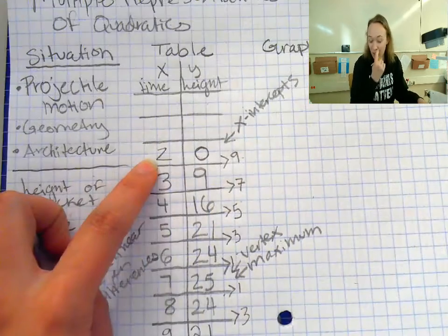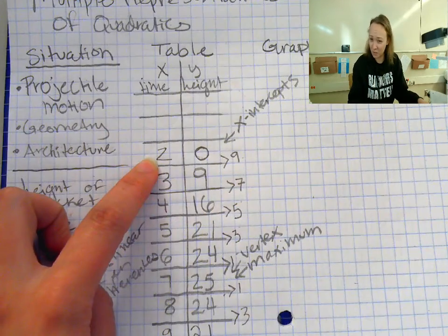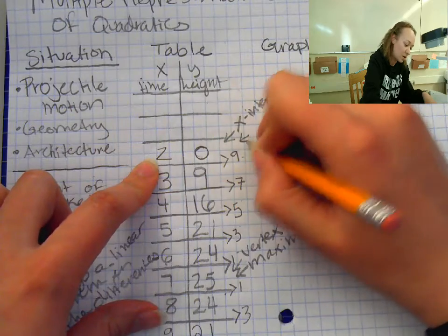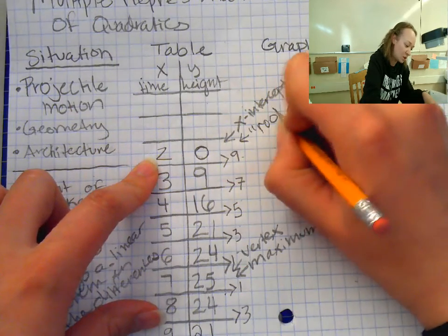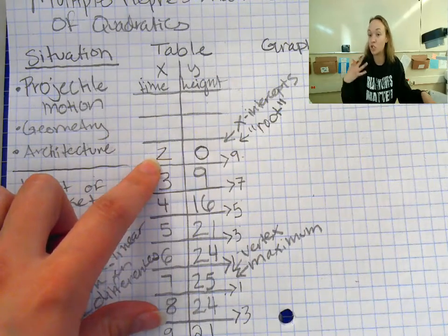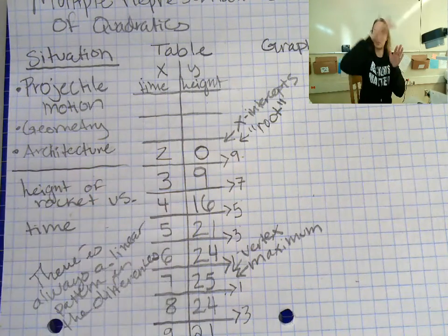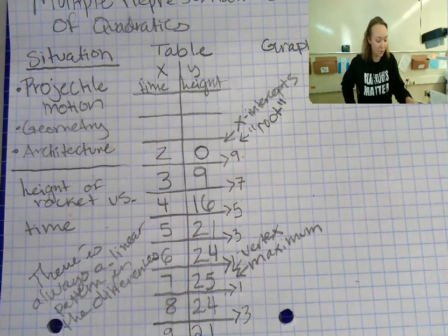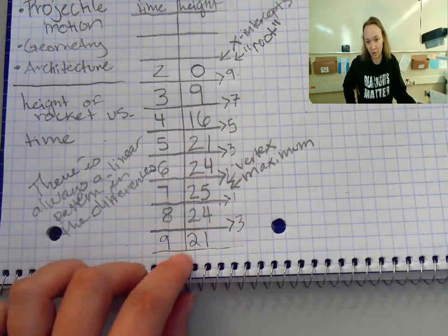With parabolas, for some reason, we also have another word that we use, which is a root. So this is also the root of the parabola. And often there are 2 roots, right? Because parabolas are very symmetrical. In order to find the other root, we would have to continue this table further.